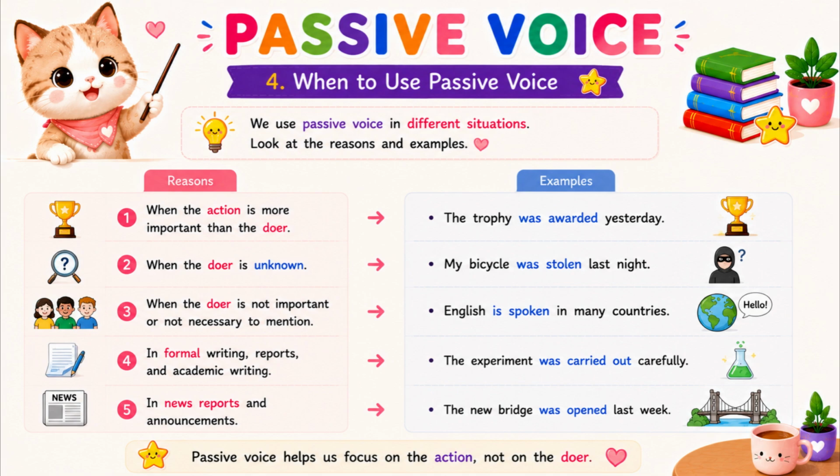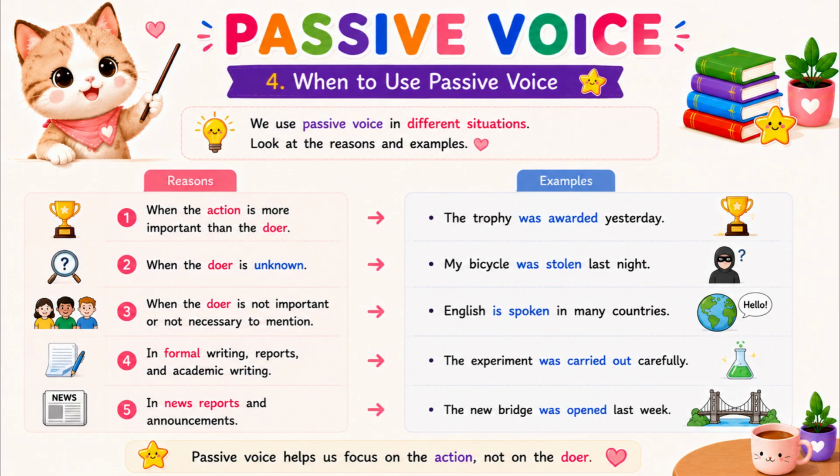Second, we use the passive voice when the doer is unknown. For example, my bicycle was stolen last night. We don't know who stole the bicycle. Third, we use the passive voice when the doer is not important or not necessary to mention. For example, English is spoken in many countries. The important fact is that English is spoken there, not who speaks it.